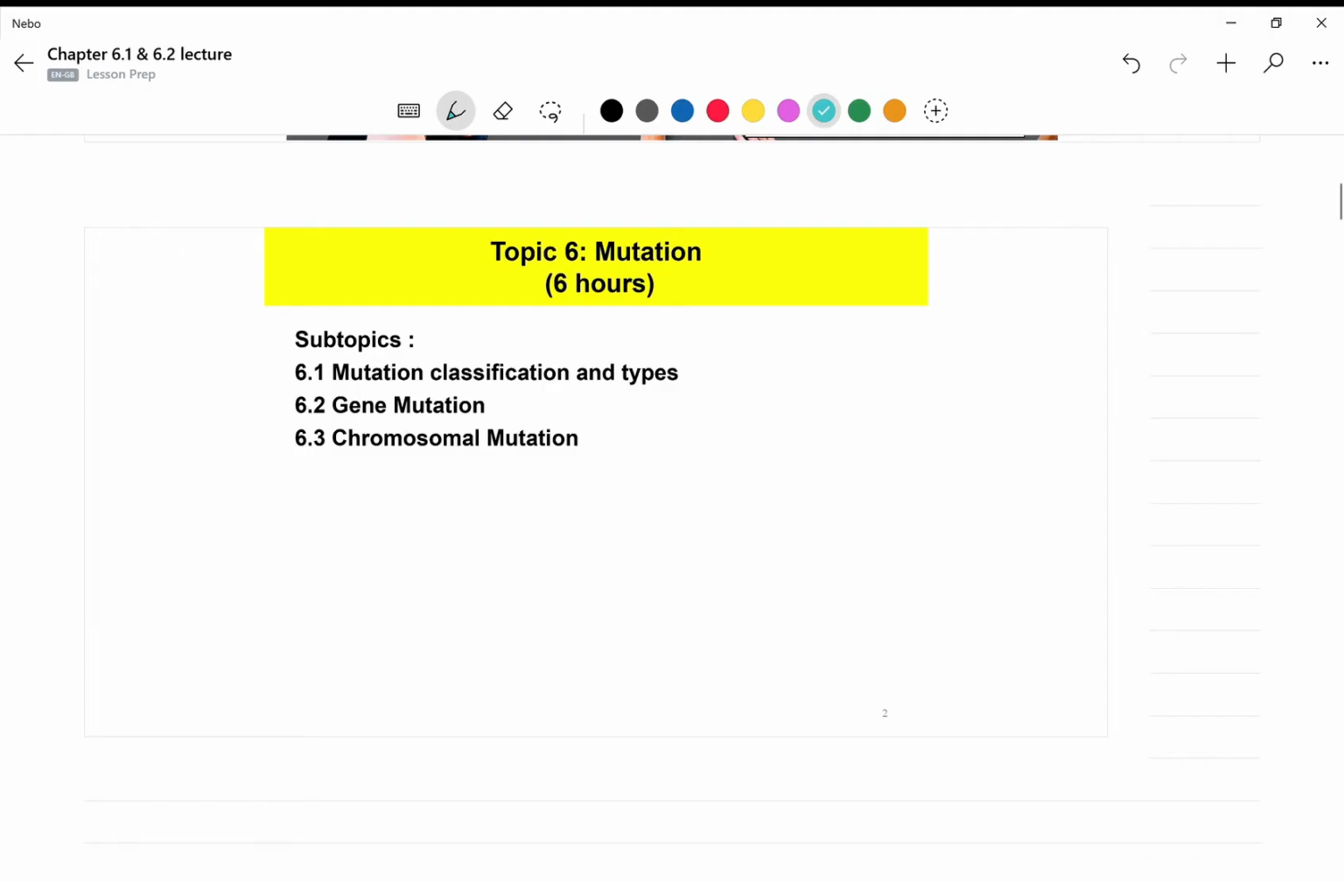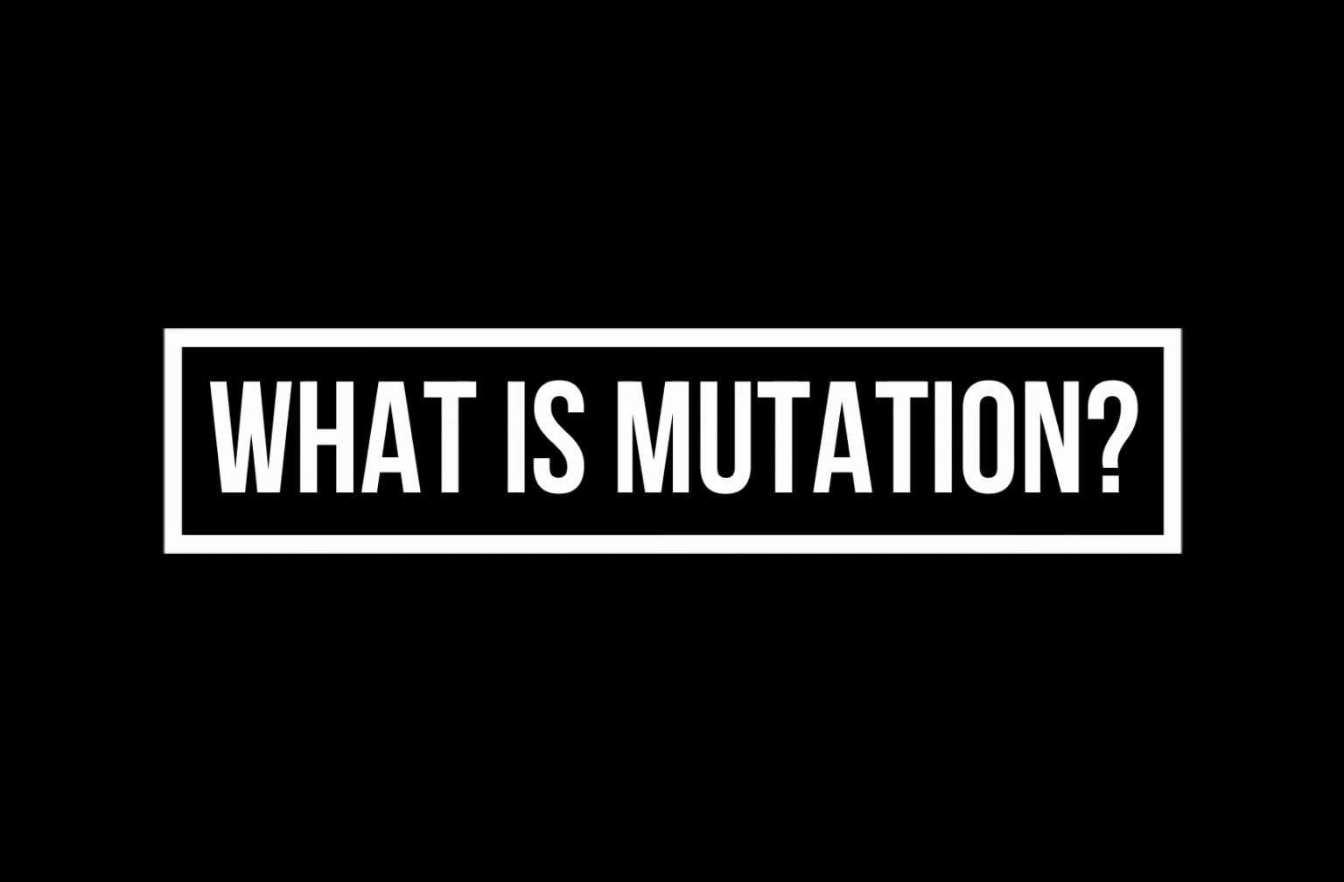So under chapter 6, we have 3 subtopics. So 6.1 is all about introduction. We are going to be looking at mutation, classifications and types. And then 6.2 is about gene mutation, and 6.3 is about chromosomal mutation.